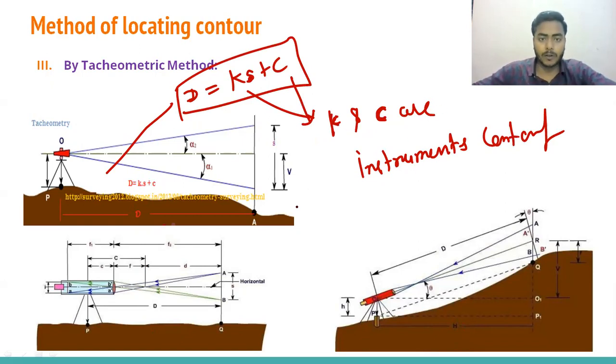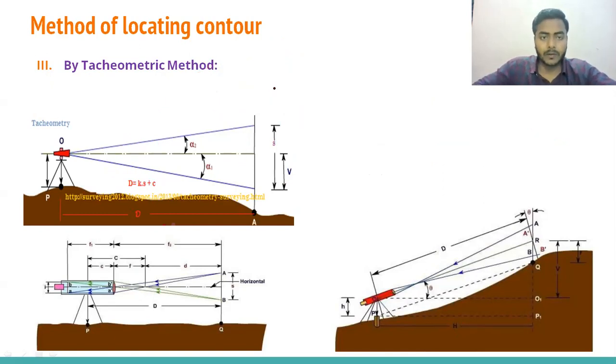So that you can calculate also K and C. How can we calculate K and C? So I'm going to discuss how we can calculate the instrument constants, that is K and C. I'm just explaining a different method to calculate K and C.